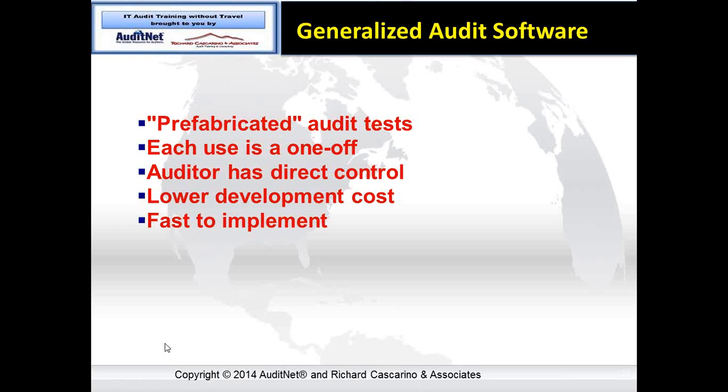Not that you don't know how to run the software, you don't know how to audit this system. Nice thing about generalized audit software, as you saw there, the auditor's got direct control. Development cost is a question of click, click, click. Oh, there's my answer. They're fast to implement. They're not necessarily particularly efficient coding in terms of writing it because they try to be all things to all people.